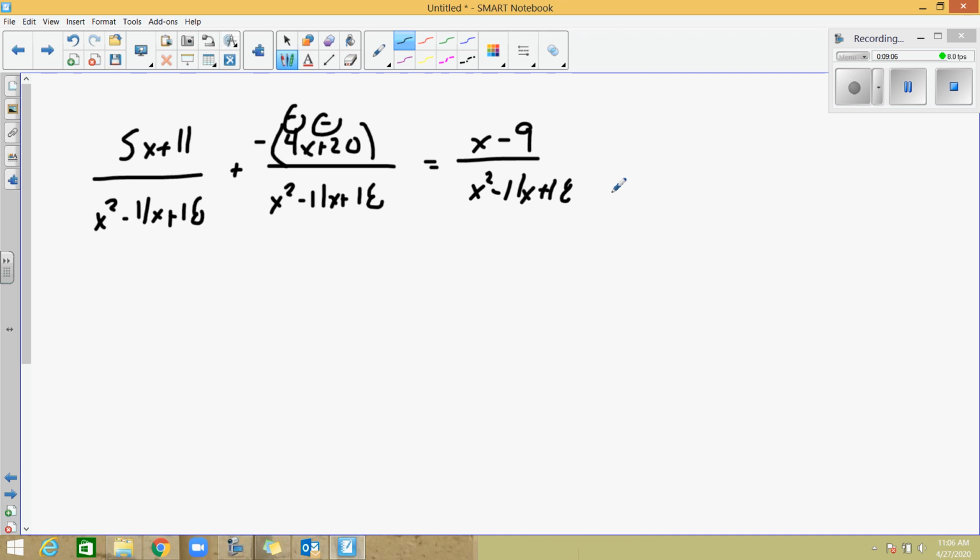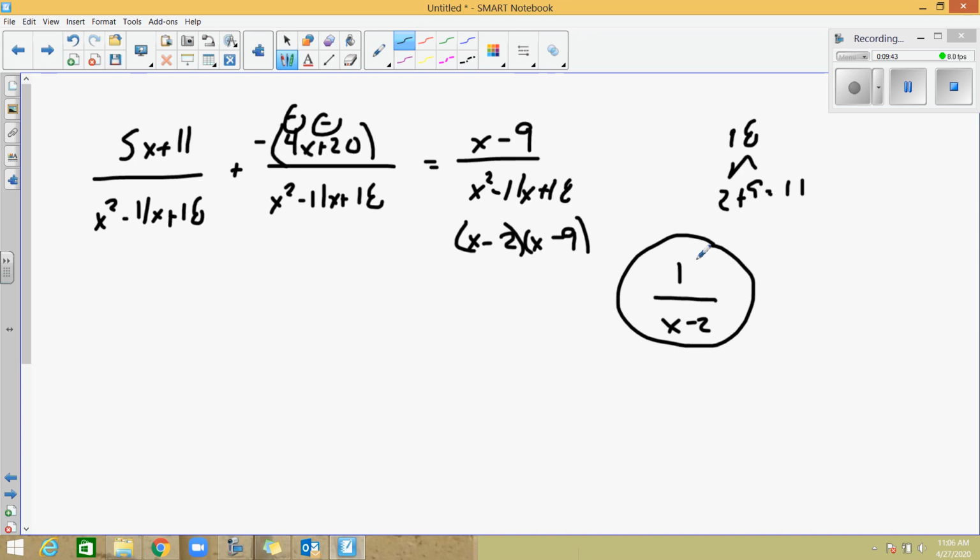Well, here again, I have to see if that factors, if it reduces. So I got to factor this denominator. 2 factors of 18 that get me 11 would be 2 and 9. They have to be the same sign. They have to be negative. So x and x, 9 and 2, they both have to be negative. The x minus 9's reduce, and that leaves me with 1 on top, and it leaves me with x minus 2 on the bottom. Okay.